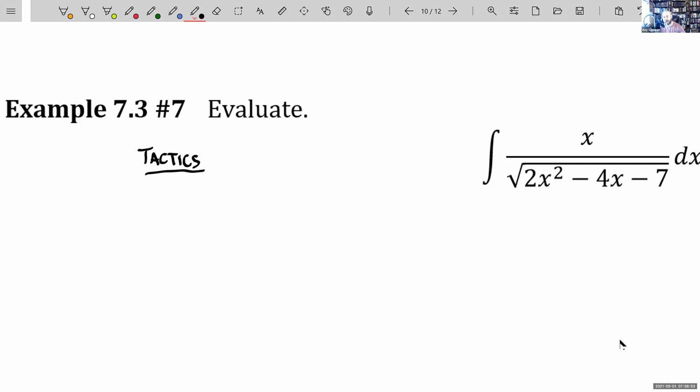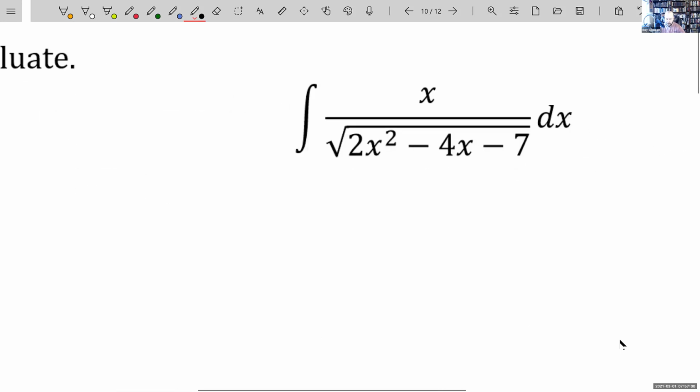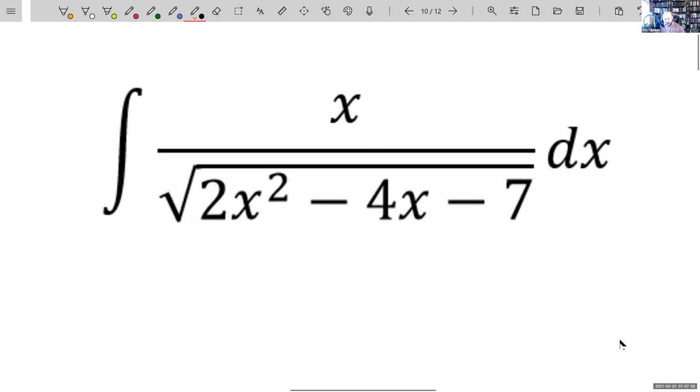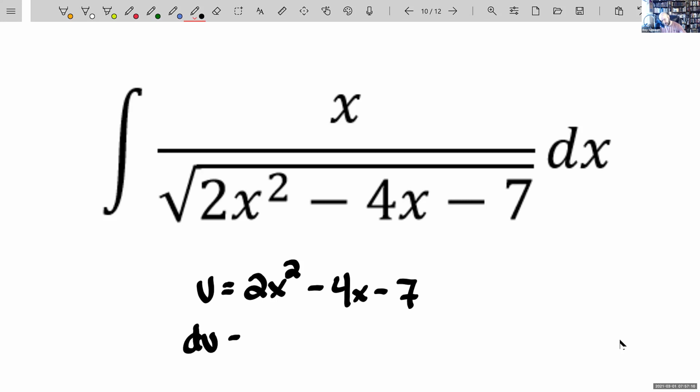I don't know the direct integral, so I'm not even going to bother with that. A u sub is considerable. Maybe we could do a u substitution. However, if you did a u sub, just quickly sketching it out, if you did a u sub here for this denominator, du would need to steal away a 4x minus 4.